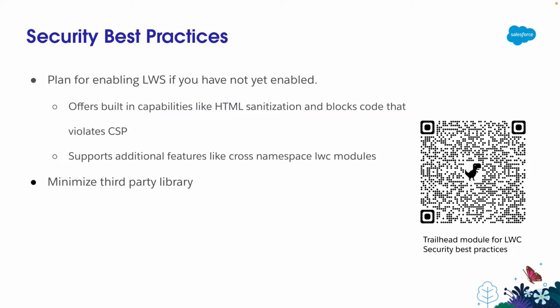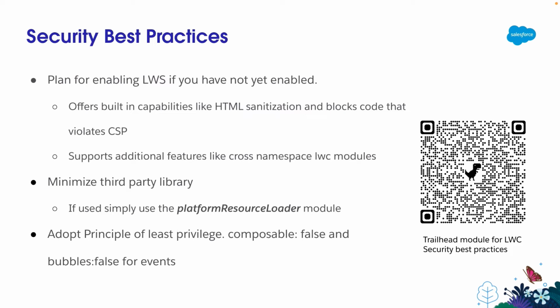The next best practice is to minimize third-party libraries. Now, third-party libraries often have security vulnerabilities, so you want to make sure that you're minimizing them. And if you plan to use a third-party library, make sure you use the Platform Resource Loader module. There is an example for how to use the Platform Resource Loader module in our sample app called LWC Recipes.